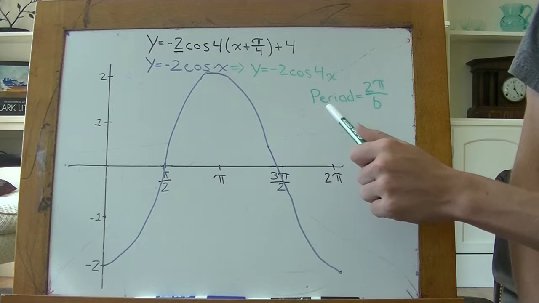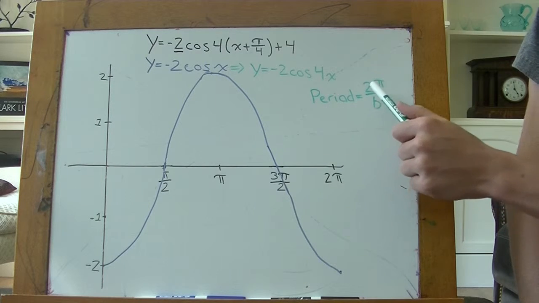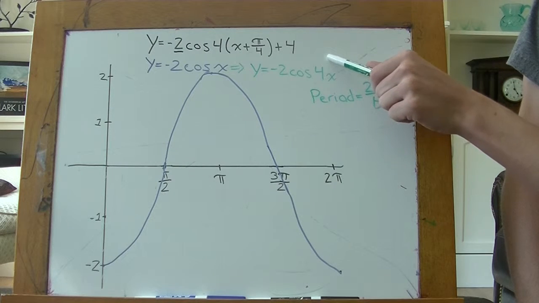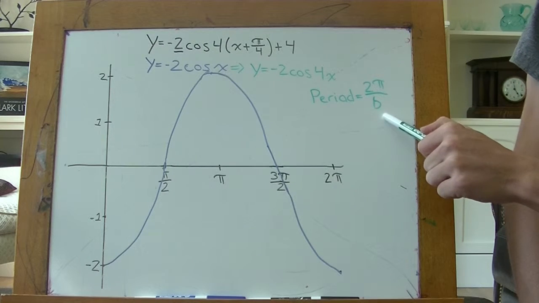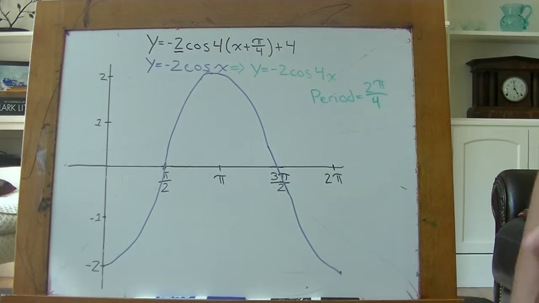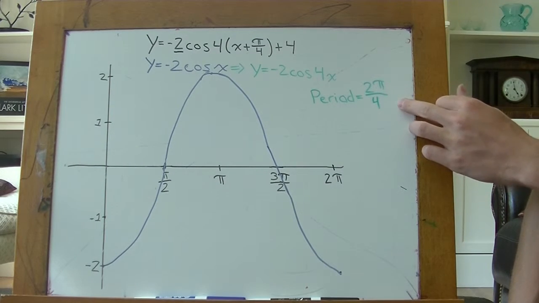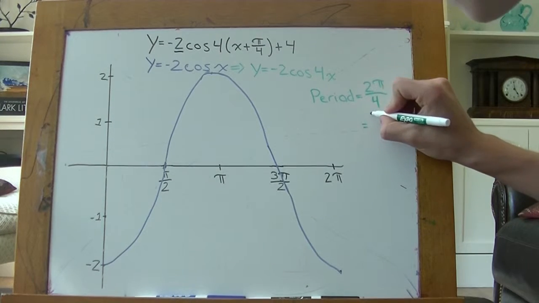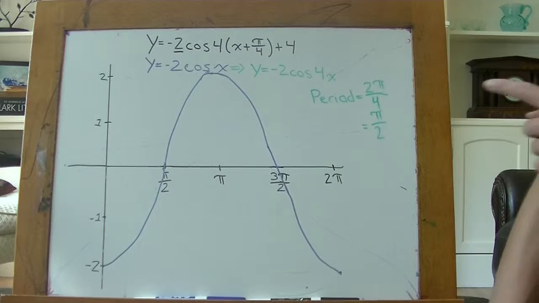So here's our equation. The period is equal to 2 pi over our b value. In our situation, our b value is 4, so we can input the 4 for the b value and see what we get. Our period is equal to 2 pi over 4, which can also be written as pi over 2. So this is our new period.